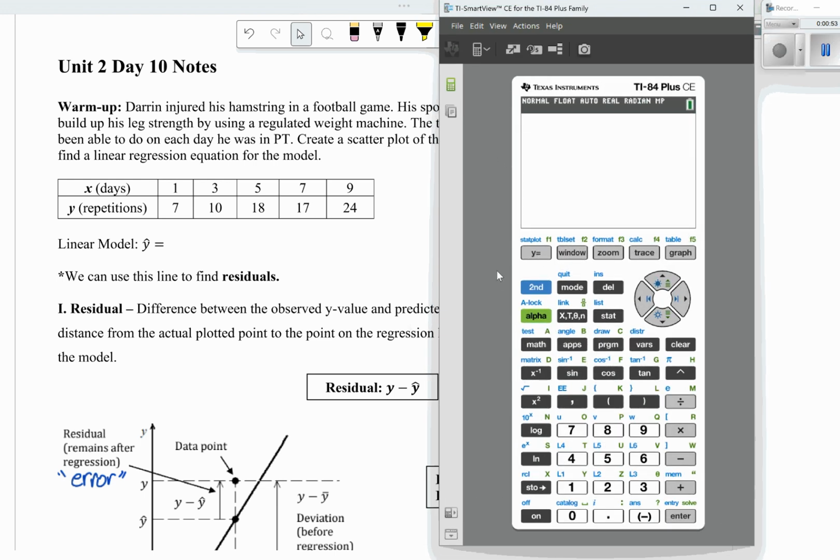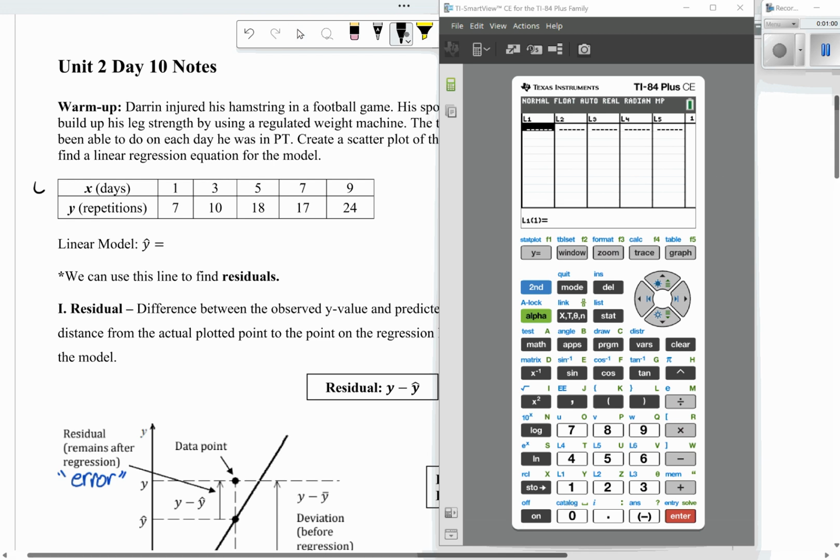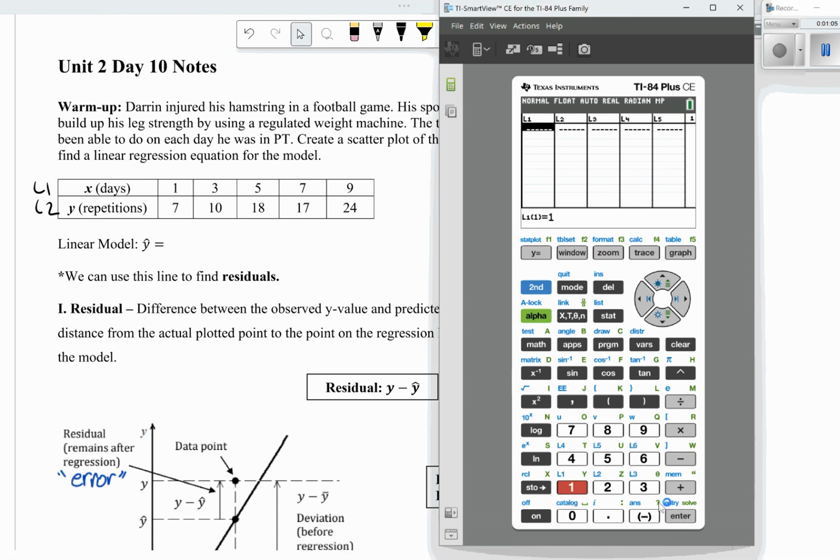So we go to our stat button and we're going to hit enter on edit, and our X values are going to go into list 1 and our Y values into list 2. So you just have to enter them in. And then we're going to go to our list 2. So we have those in.